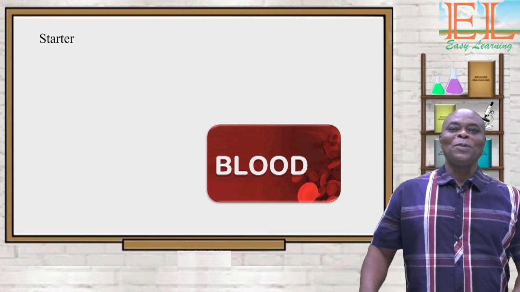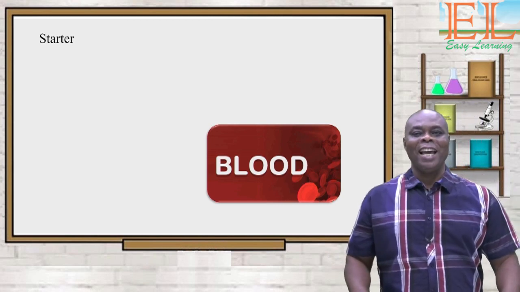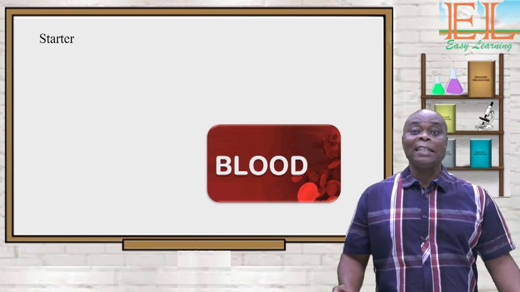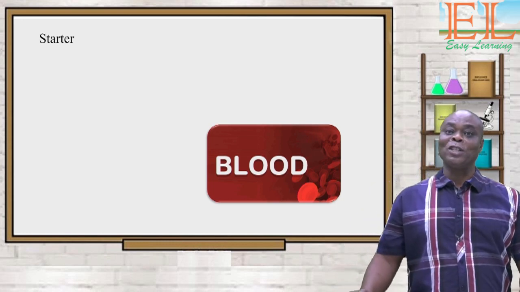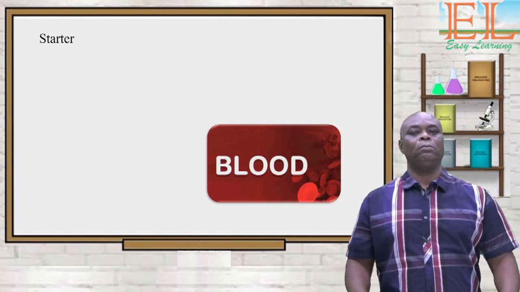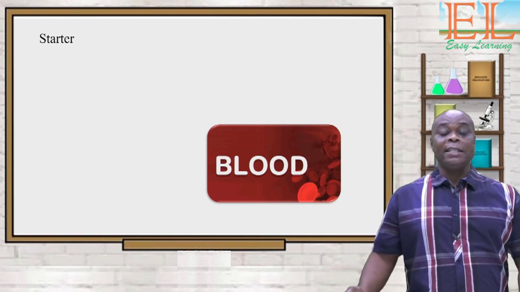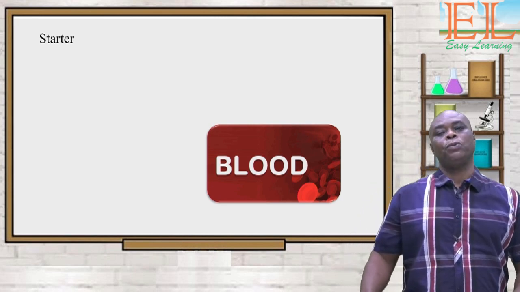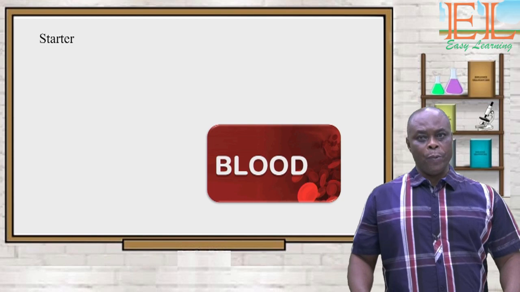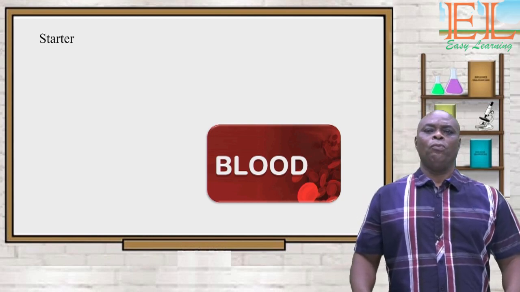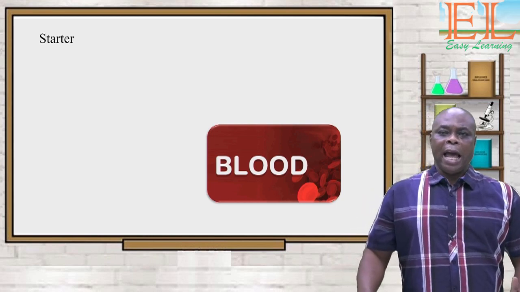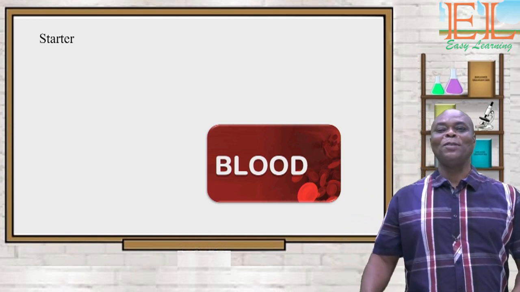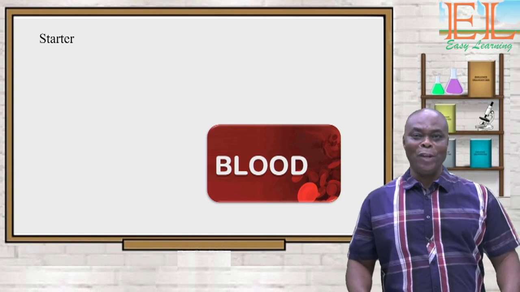On your screen, you will see blood. Yes, there is blood there. The importance of blood in the body of humans is to transport substances around. Though basically it is the same, different people have different blood groups. Do you know your blood group? I guess you know. If you don't, you better check, because after the lesson, you'll know the importance of knowing your blood group.